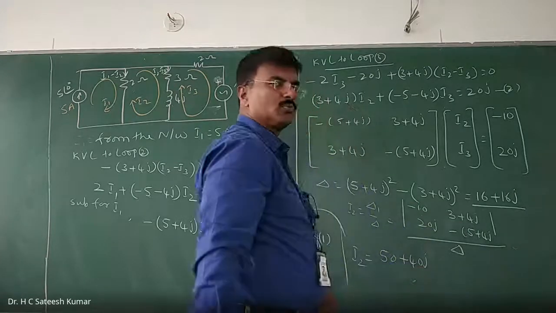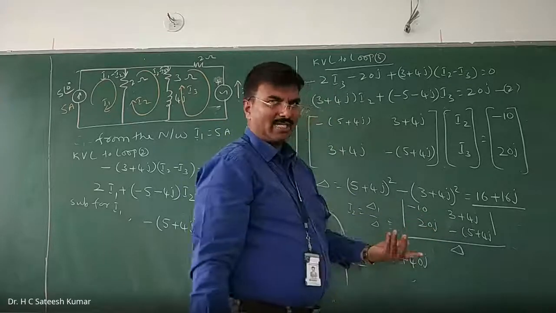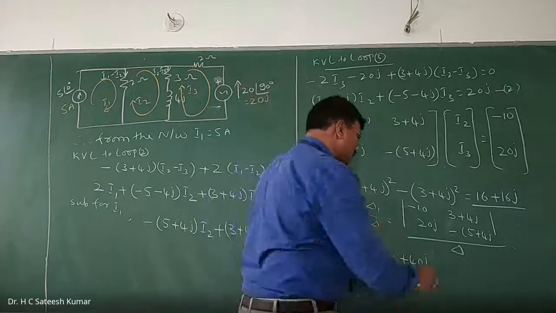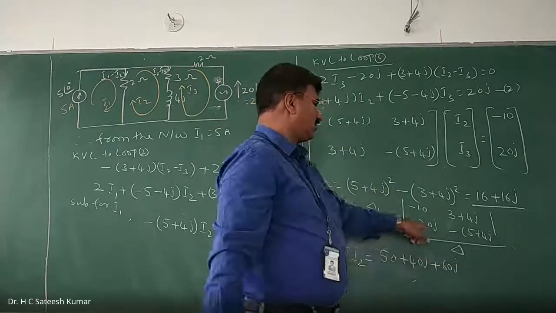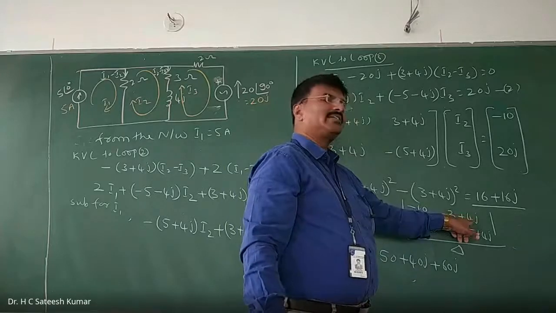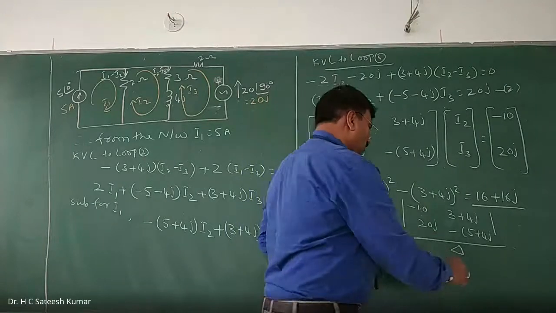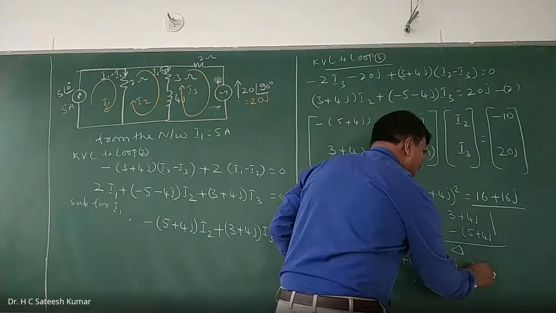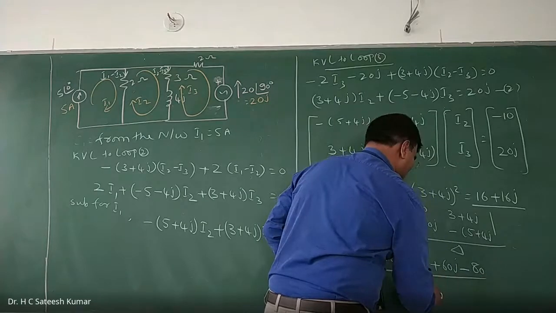Next one, 20 into 3, 60j. The simple values are there, that's why I am doing it manually itself. 60j. 20 into 4j, 80j into j square. J square is minus 1. Therefore, you can write minus 80, divided by delta, 16 plus 16j.